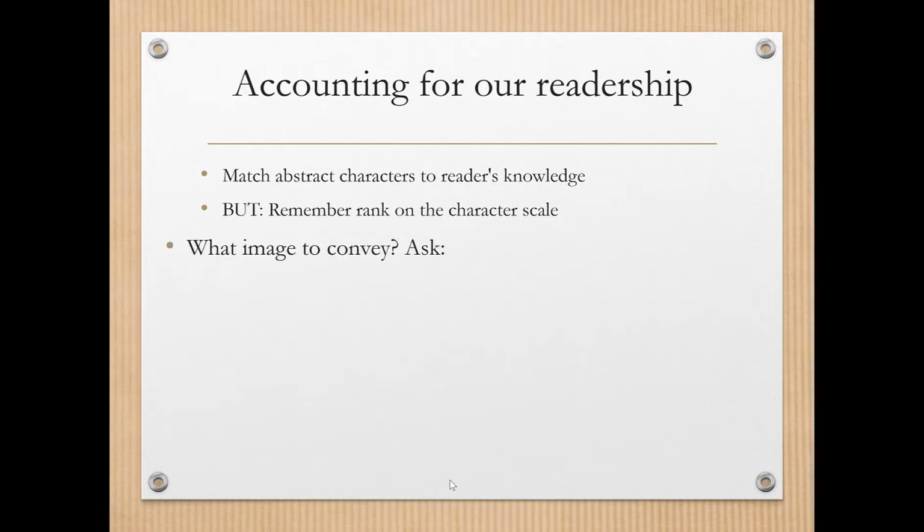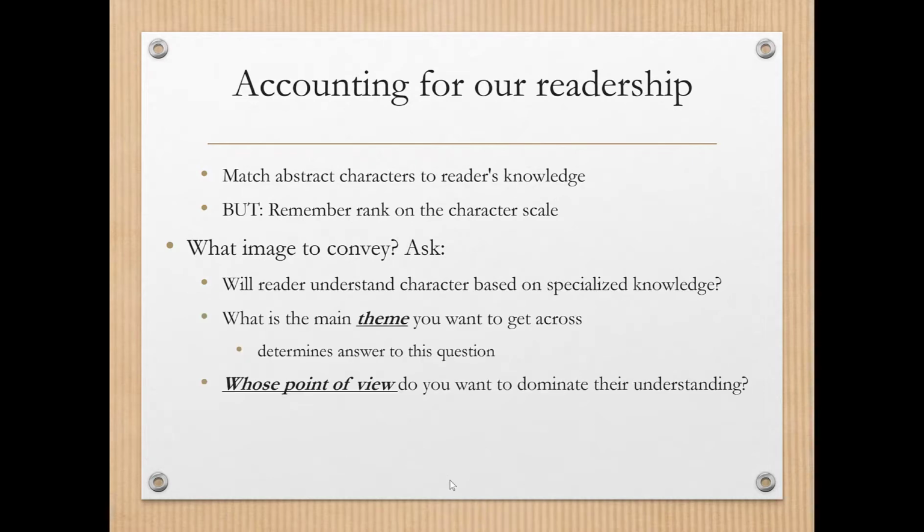So again, when we're considering what language to use and what subjects to use, we have to ask the question as to what image we're trying to convey. So what can we ask? We can ask whether the reader will understand our particular character based on their specialized knowledge. We also must ask what is the main theme that we want to get across. What are we trying to get out of our writing? And when we think about these things, that's how we can determine the answer to the question as to what image we want to convey.